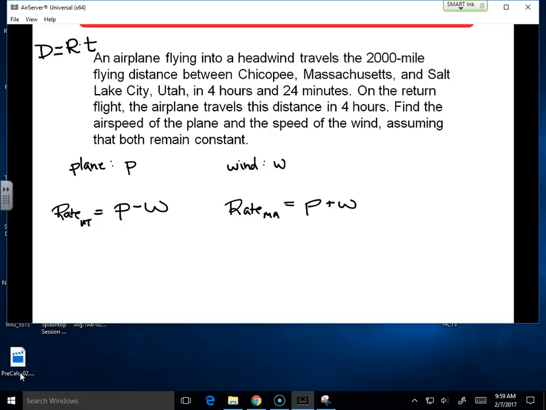Okay, focus back. So rate to Utah, P minus W. Rate to Massachusetts, P plus W. But we need distance equal to rate times time, right? Yeah. Okay. For time, do we want to do hours and minutes, or just hours, or just minutes? Just minutes.